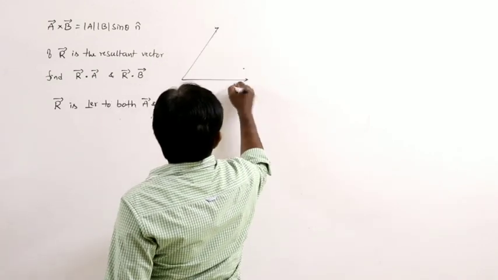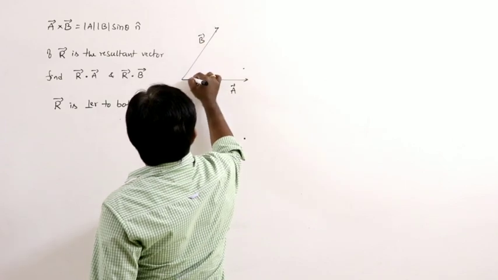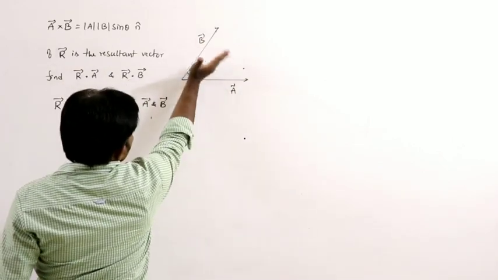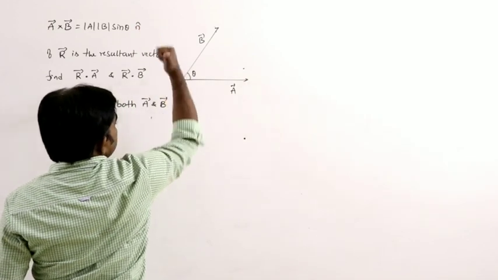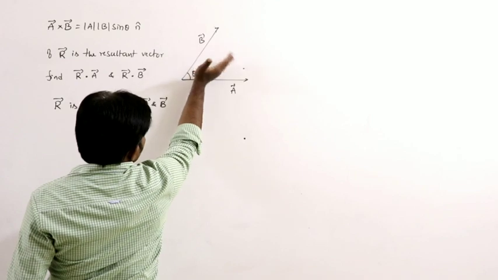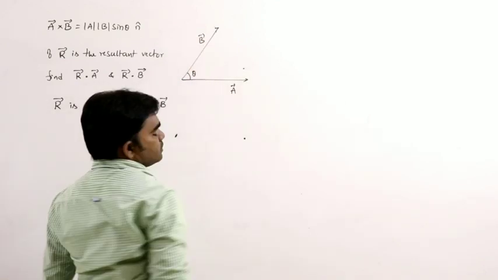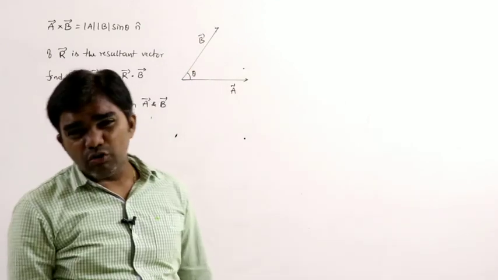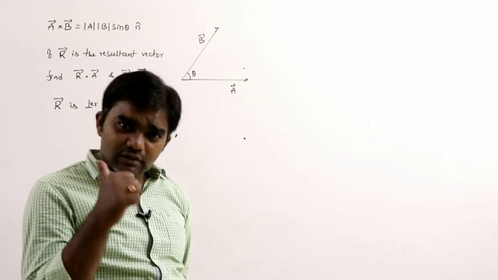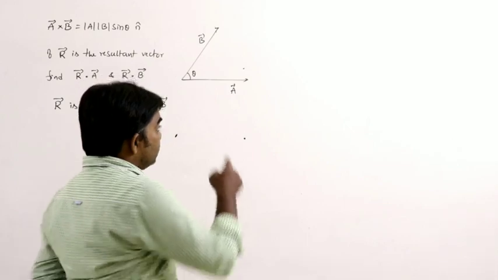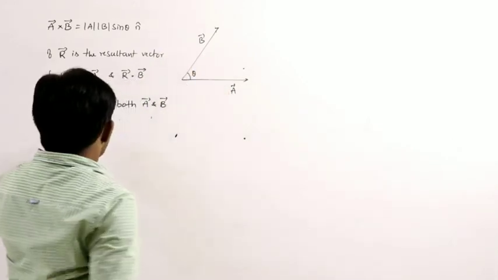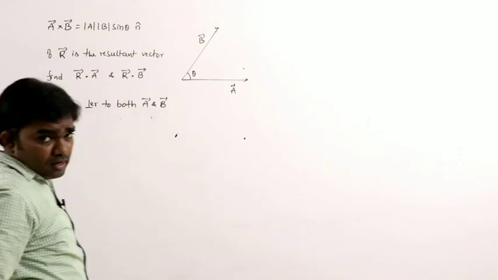Let us say it is a bar and it is b bar. The angle between these two is theta. A bar cross b bar, what is the direction? Outwards. So this is a bar. Curl the fingers towards b bar. The thumb is outwards, in the sense r bar. The resultant vector is perpendicular to both a bar and b bar. This is the direction of the resultant vector.